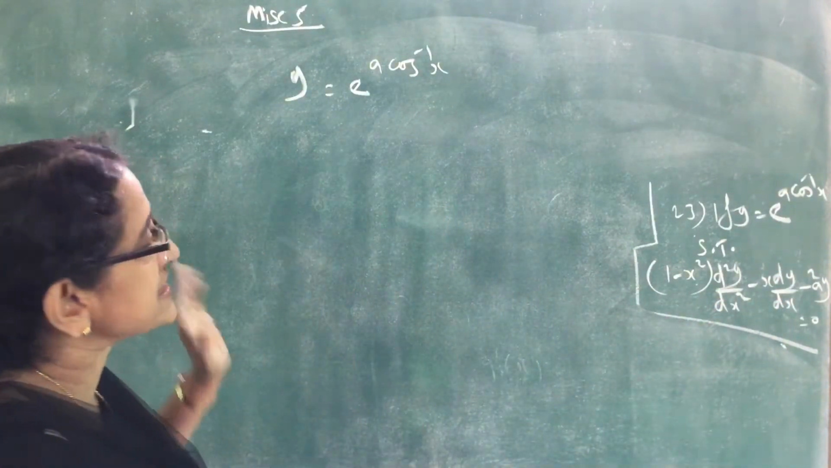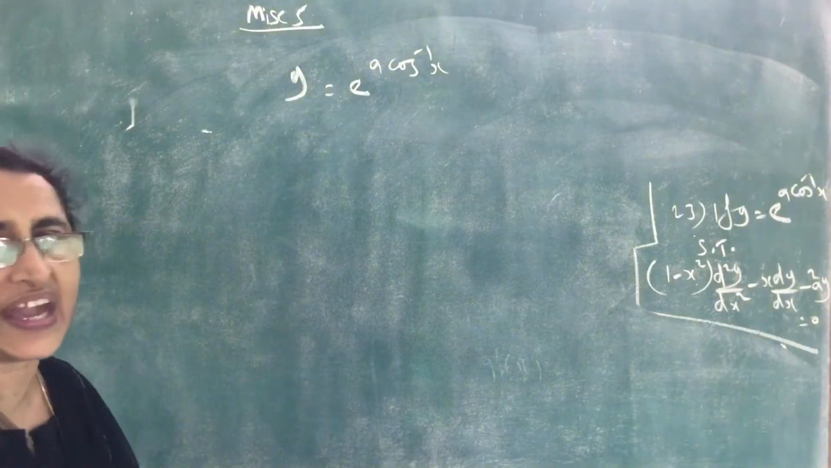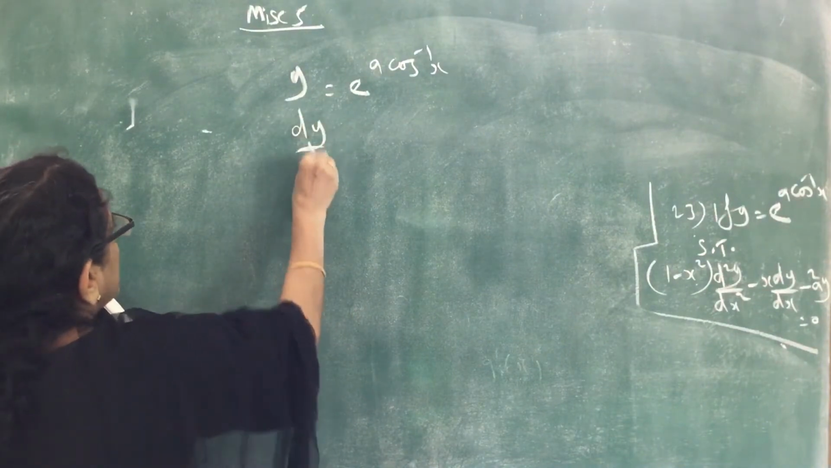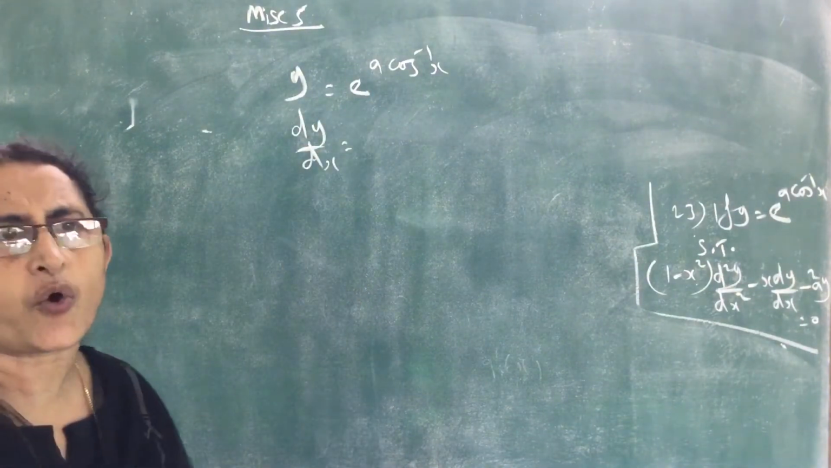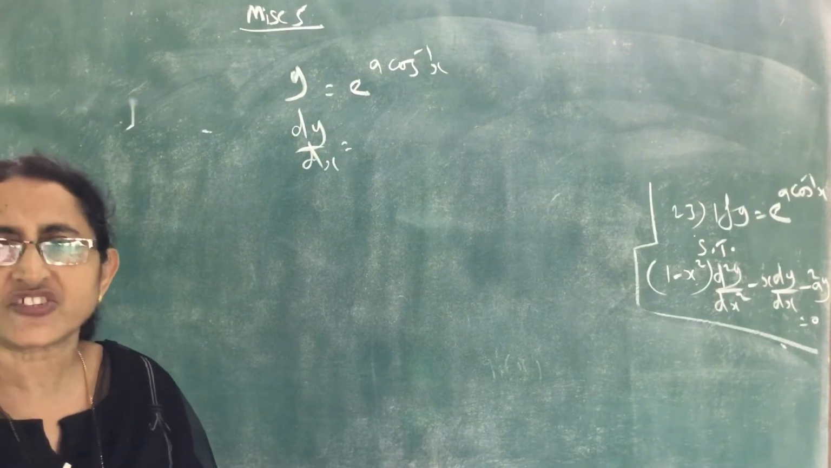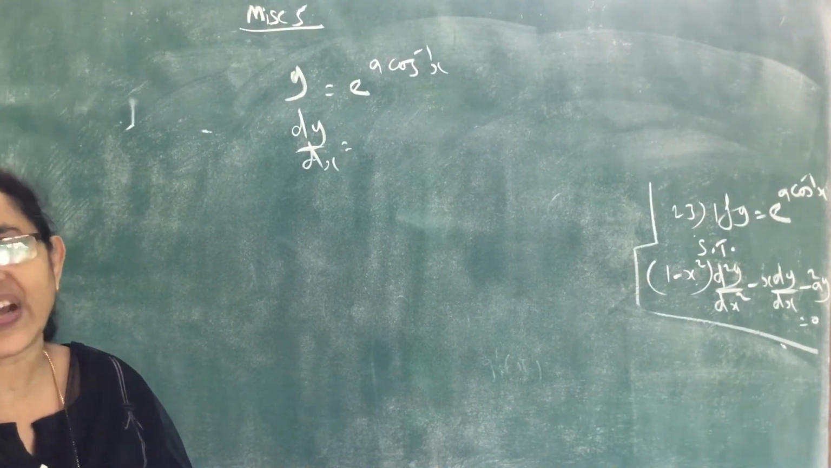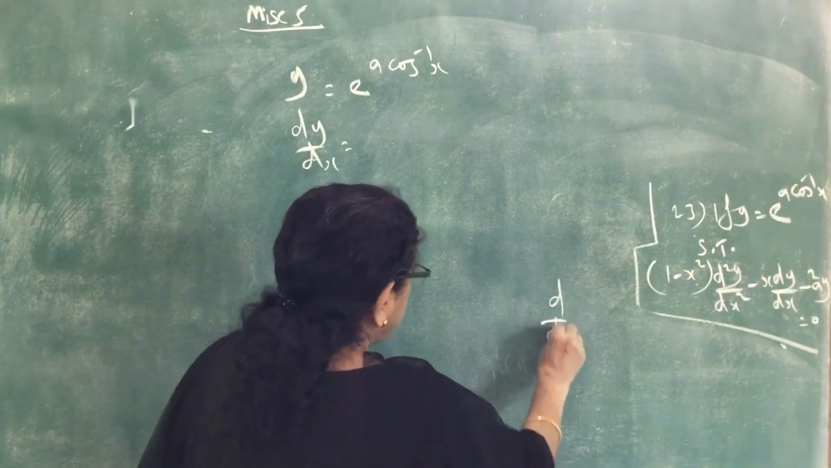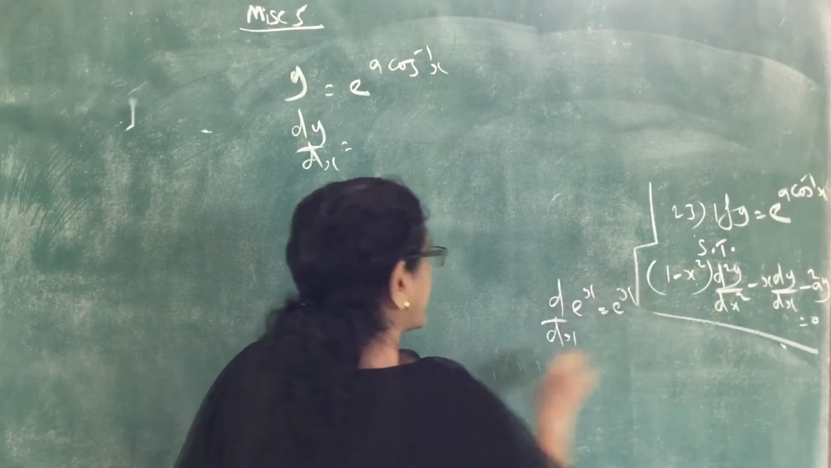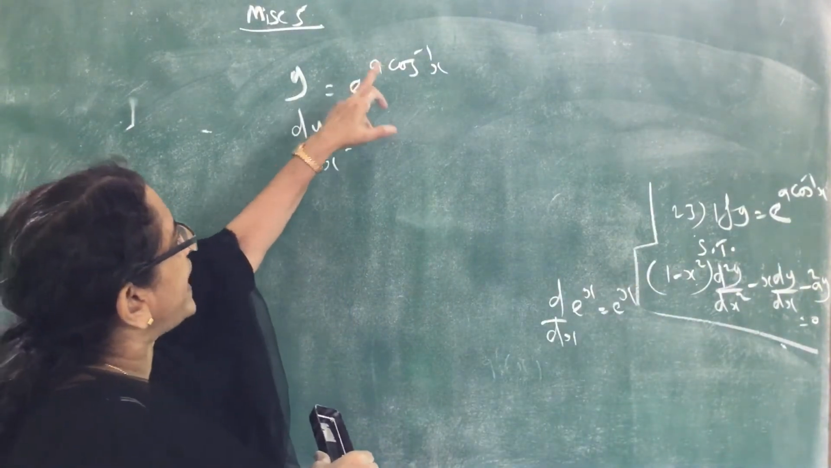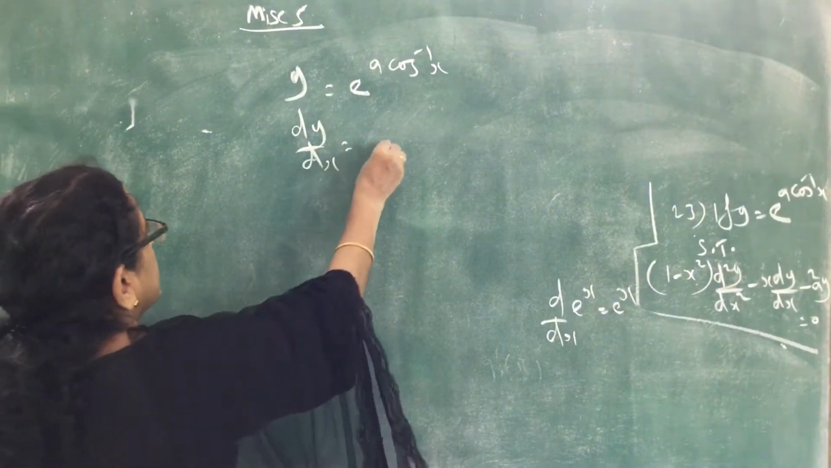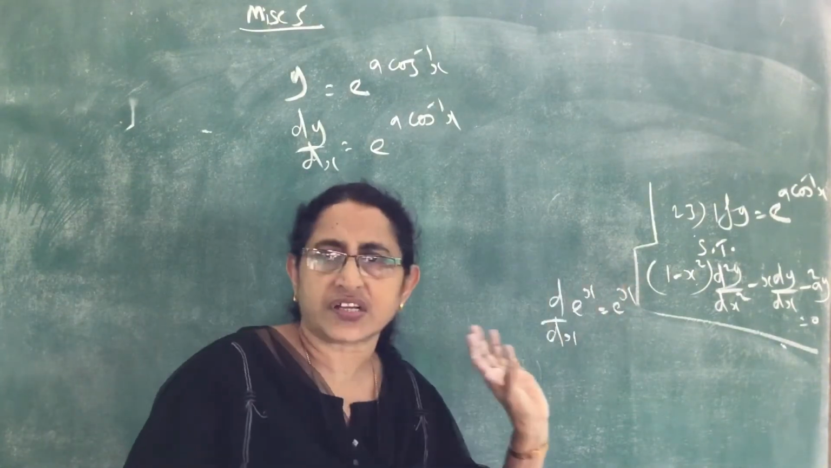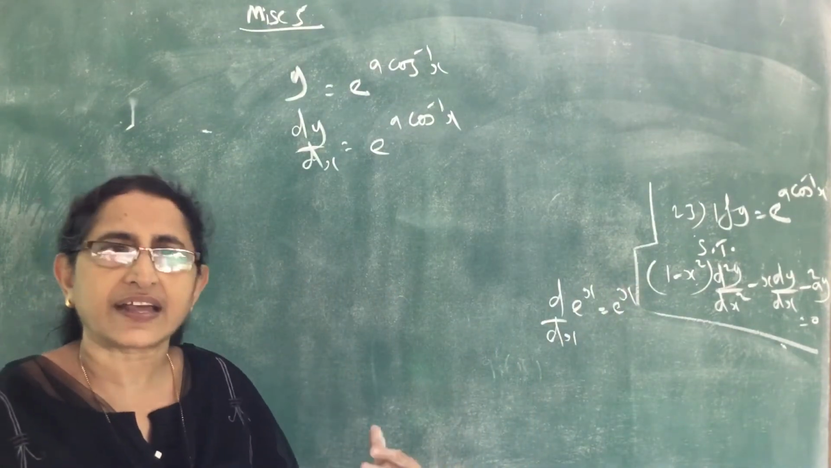So first we can find the first derivative from y equals e raised to a cos inverse x, just to find dy by dx. So dy by dx is equal to the derivative of e raised to a cos inverse x. How to find it? What's the derivative of e raised to x? That is e raised to x. But in the place of x, here it is a cos inverse x. So we are using the same formula, d by dx of e raised to x equals e raised to x. So the derivative of e raised to a cos inverse x is e raised to a cos inverse x, the same thing.